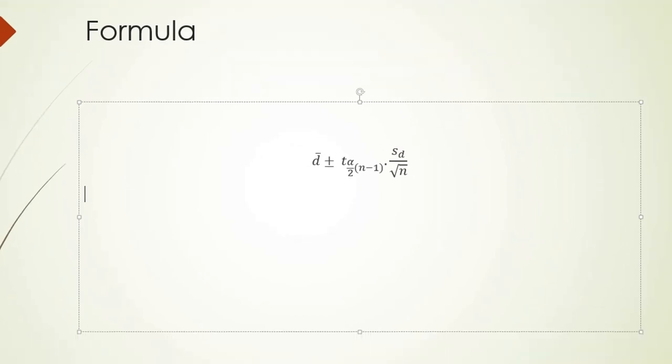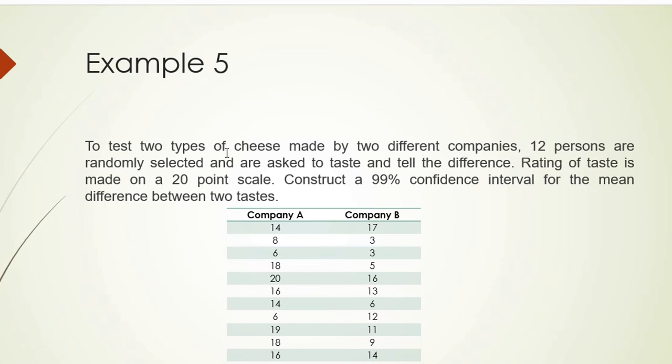Coming to the example: to test two types of cheese made by two different companies, 12 persons are randomly selected and are asked to taste and tell the difference. Rating of taste is made on a 20 point scale. Construct a 99% confidence interval for the mean difference between the two tastes.